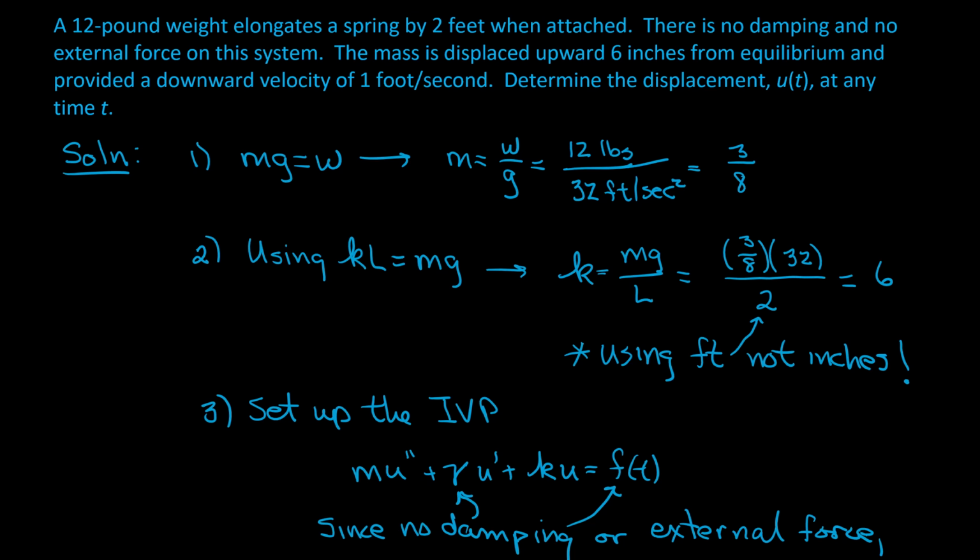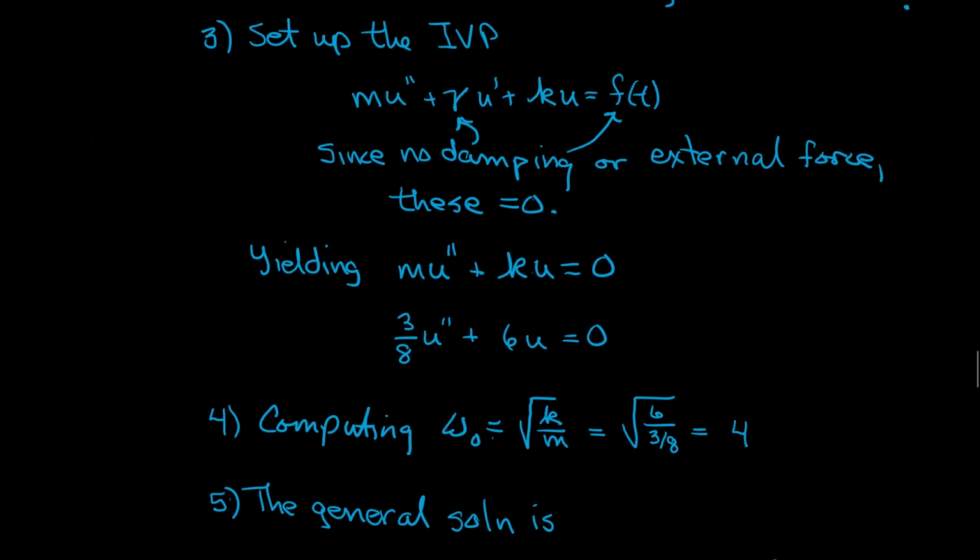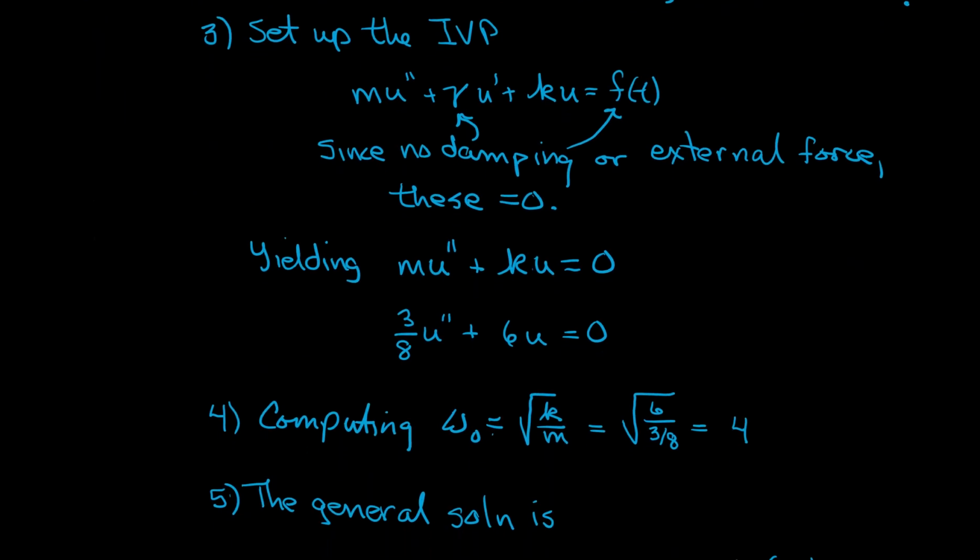Okay. Second, we want to compute k. Well, we know that k times L equals m times g when this thing is in a resting position. This gives us k is equal to mg divided by L. We just computed the mass, that's 3/8. The gravitational constant is 32. L, the amount the spring is displaced, is 2 feet. Notice it's 2 in the denominator, not 24 inches. All right, so this, when we simplify, gives us that k is 6. We have m is 3/8.